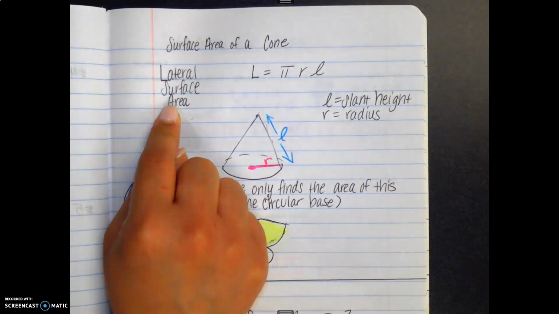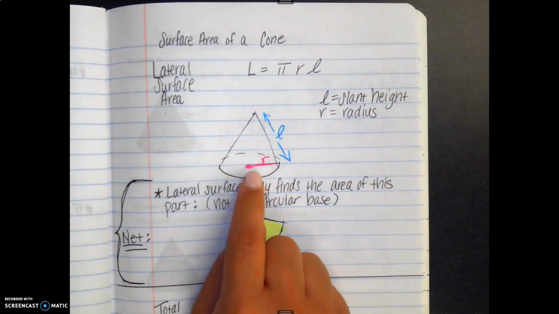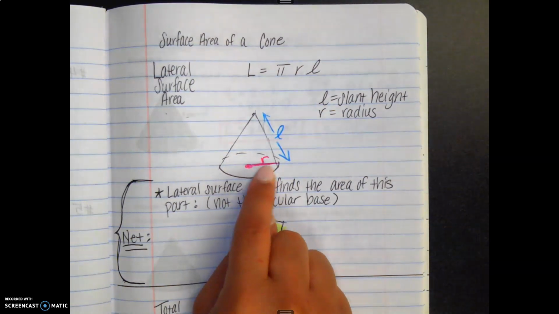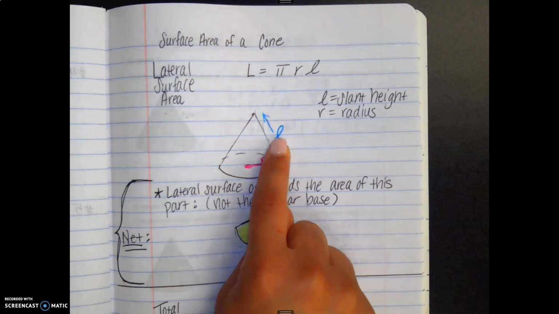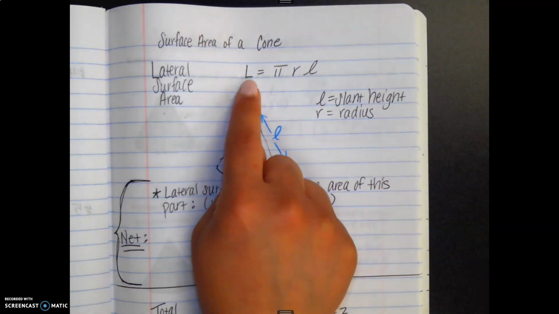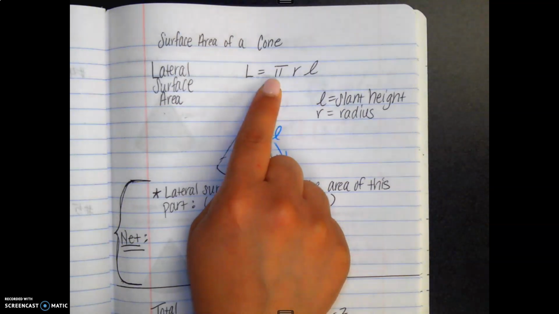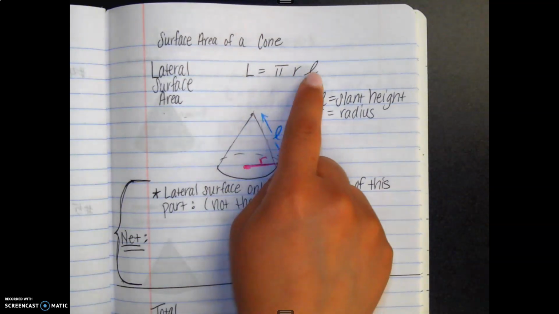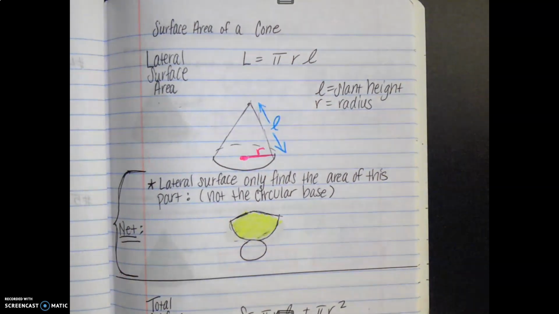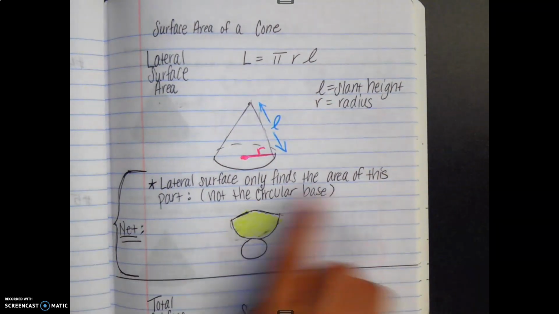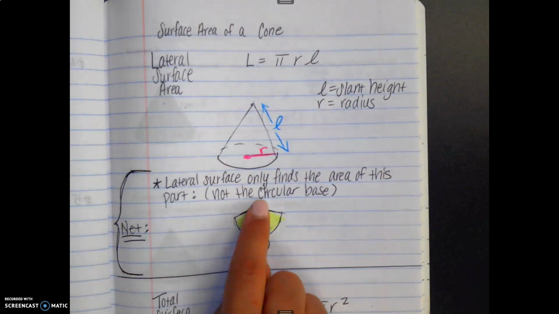All right, lateral surface area means if I had a cone, I need to find the radius of the base, so that's pretty easy. And I also need the slant height. We denote that with a little cursive L. All right, our formula for lateral surface area is pi times the radius times the slant height. All right, and so lateral surface only finds the area of this part, not the circular base.